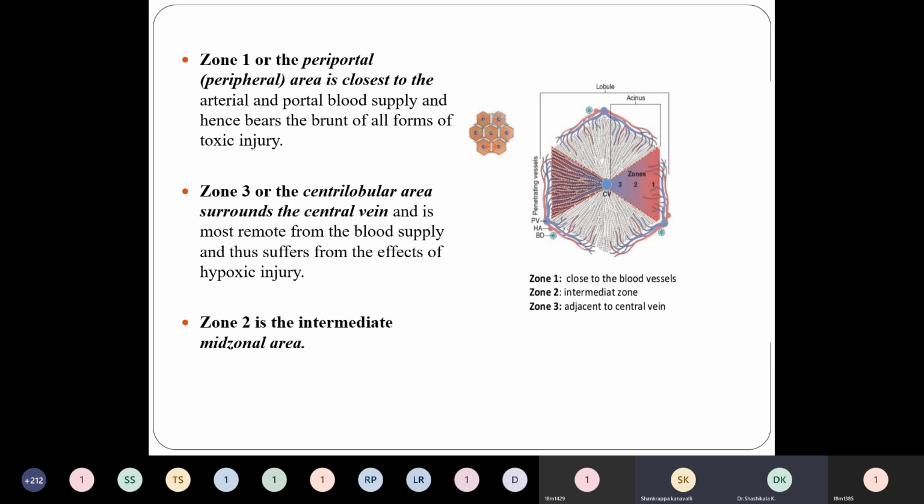So next, coming to the zones and knowing the importance of the zones. Zone 1, or the periportal peripheral area, is closest to the arterial and portal blood supply, and hence bears the brunt of all forms of toxic injury. Zone 3, or the centrilobular area, surrounds the central vein and is most remote from the blood supply, and thus suffers from the effects of hypoxic injury. In between Zone 1 and Zone 3, you have Zone 2, which is also called the intermediate or mid-zonal area.